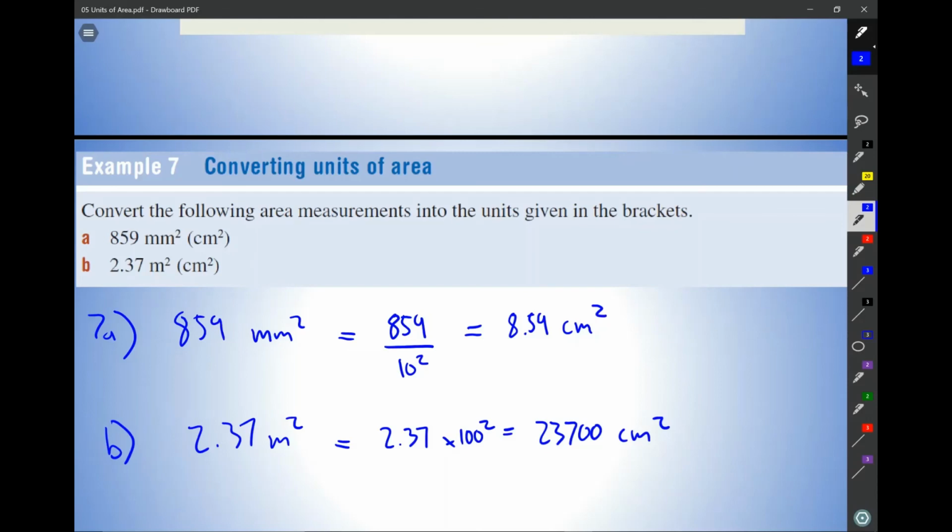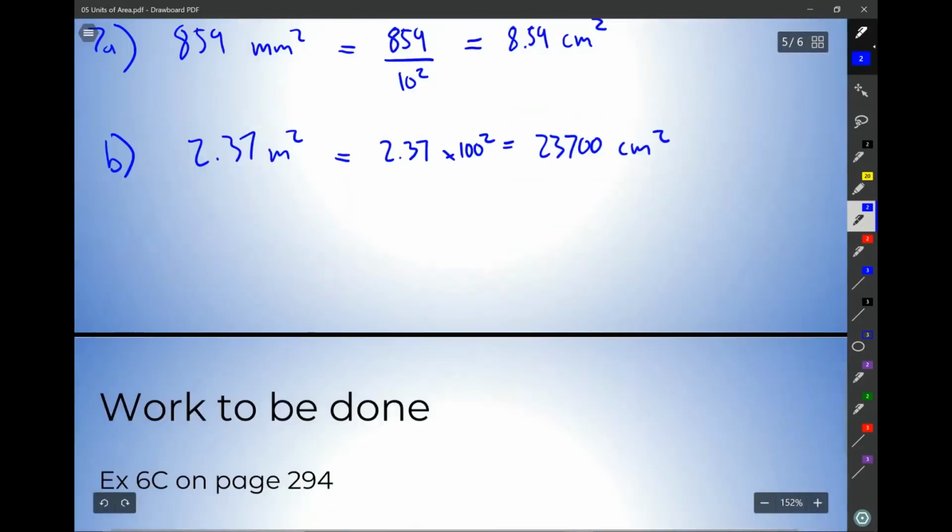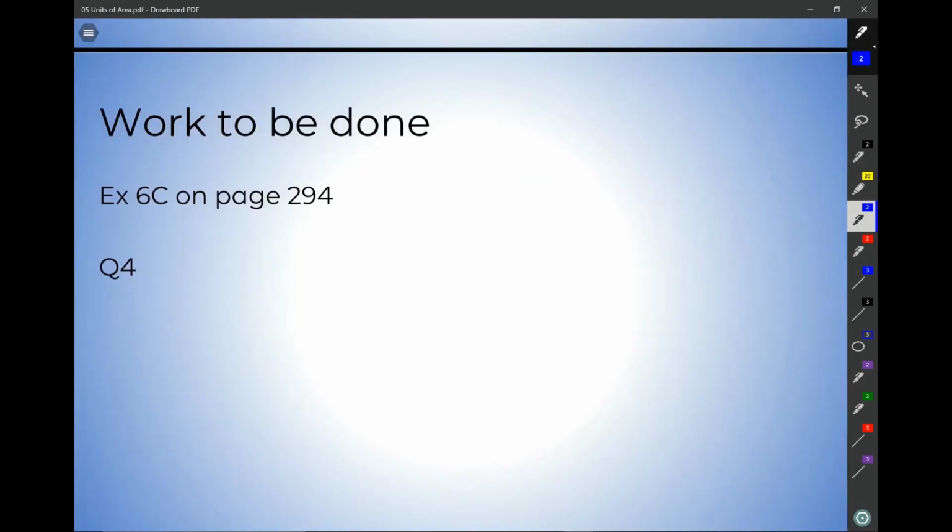So as you can see, when you add this squared, you can start dealing with some quite large numbers. But it's very important that when we're dealing with squared units, we also square our unit conversions. So there's just one question that I have for you guys to do to practice this. You'll find it on page 294, and it is question 4.